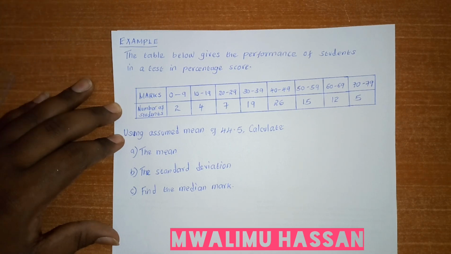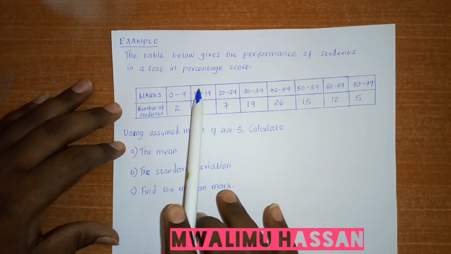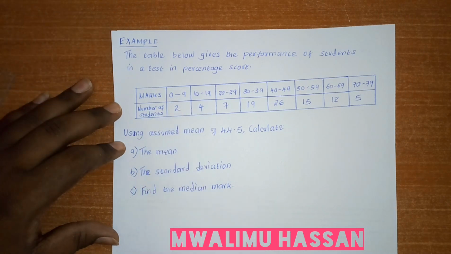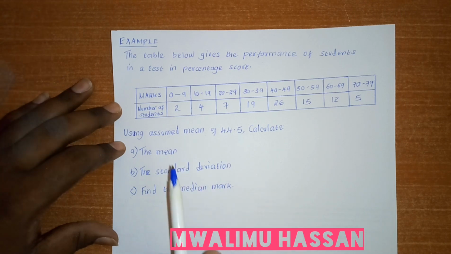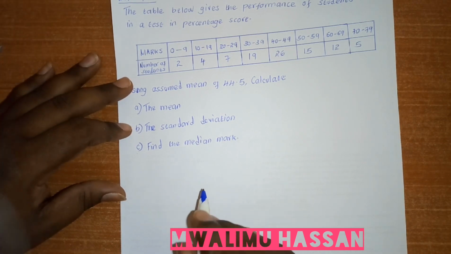Today we have a question on statistics 2, where we are asked to find the mean, standard deviation, and the median when we are given the assumed mean. The question reads: the table below gives the performance of students in a test in percentage score. Here we have the marks, and then the number of students. You are told to use the assumed mean to find the mean. So let us see how we can find the mean of this data.